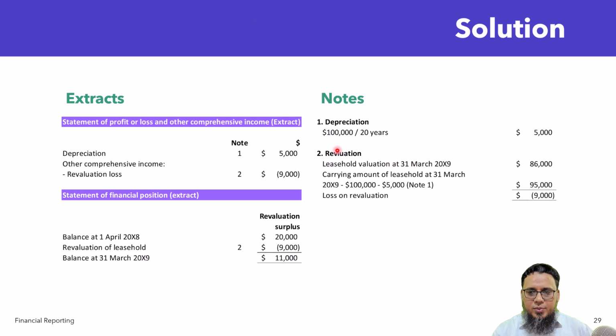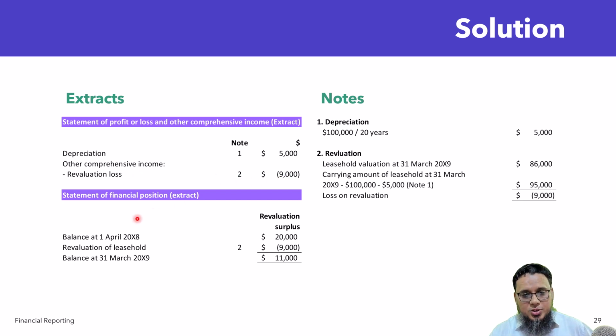First, look at the revaluation. The leasehold valuation at 31st March 20x9 is $86,000. What was your carrying amount? The carrying amount was $100,000 minus $5,000, which is one year's depreciation, so $95,000. So you actually have a loss on revaluation of $9,000. Depreciation is $5,000, and you have another comprehensive income revaluation loss of $9,000.